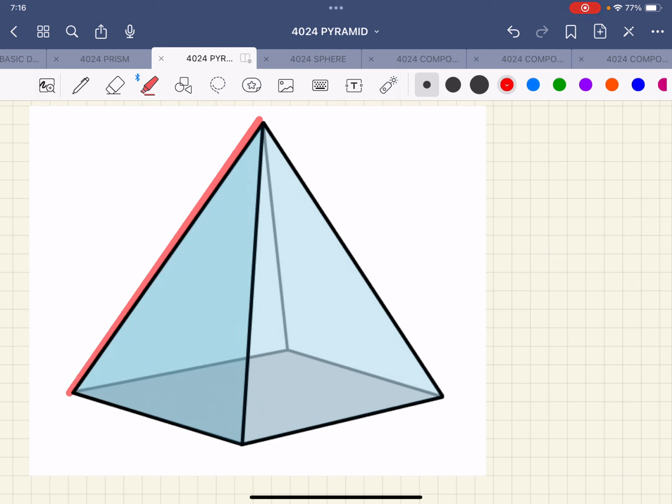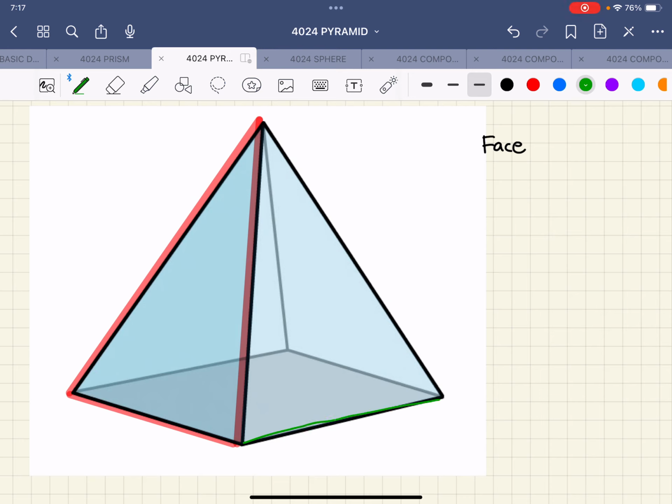I'm labeling the sides of one of the faces. This is one side. This is the other side over here. And then this is the base of this triangle. So what I have labeled over here, that is one of the faces of the pyramid. Now let me focus on the base.